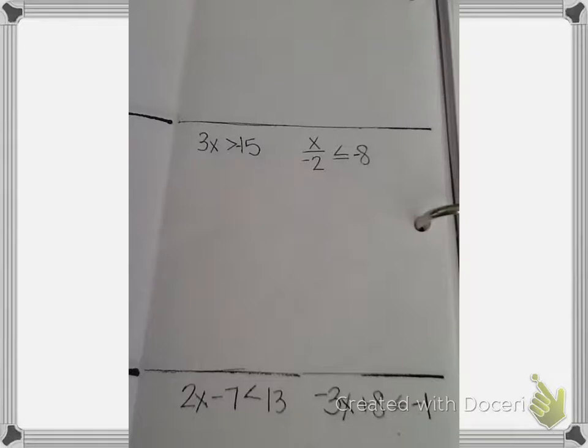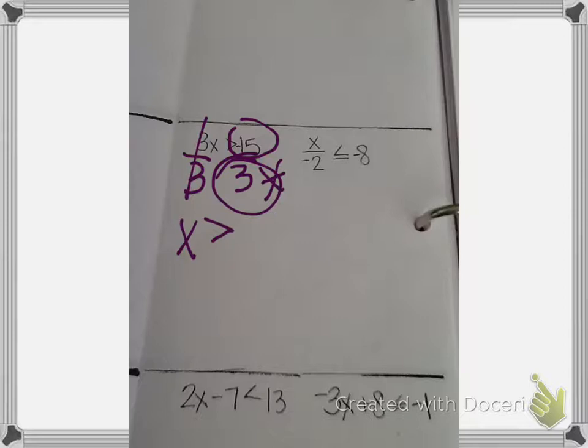So, if we divide by 3, because this is multiplied by 3, the negative 15 doesn't matter. What we divide by is what matters. So x is greater than negative 15 divided by 3 would be negative 5. Our sign does not flip because we divided by positive 3.